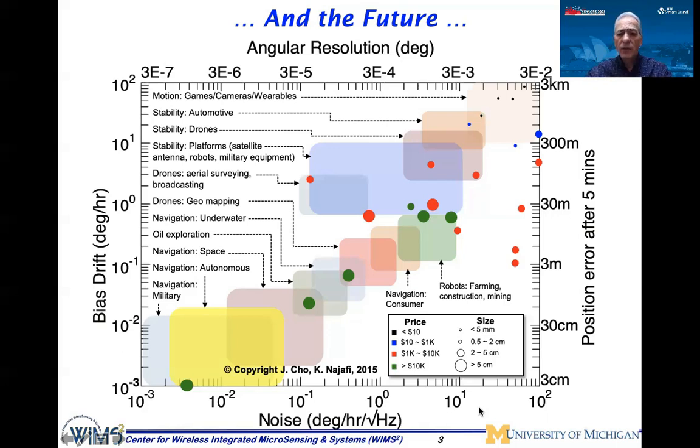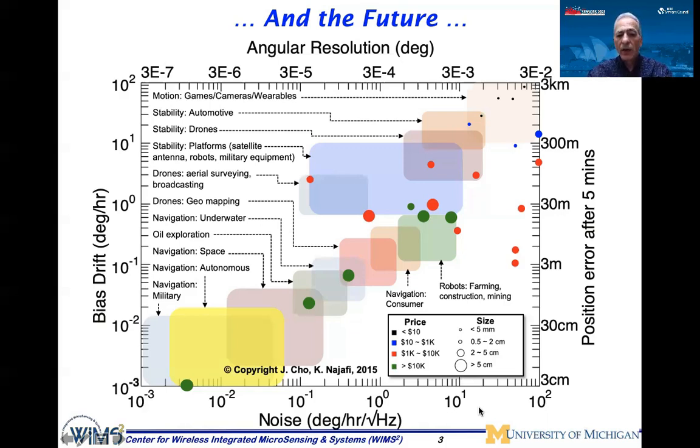And for these applications, the performance is typically about 10 times better than what you can get in your motion sensors that are used in your cell phones. Drones, of course, have found a lot of applications these days, anything from aerial surveying, geomapping, and of course, some more specific applications in robotics. And again, in these applications, the performance requirements and the devices that are used are about another order of magnitude better in terms of bias and noise.